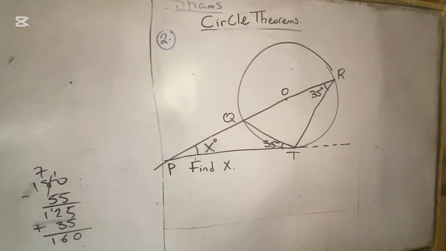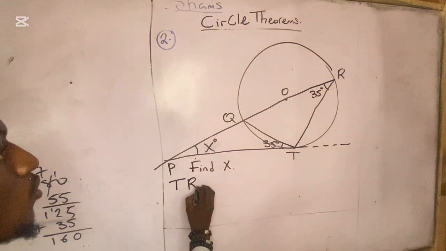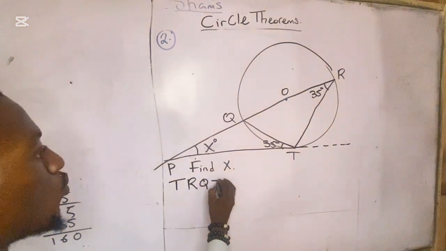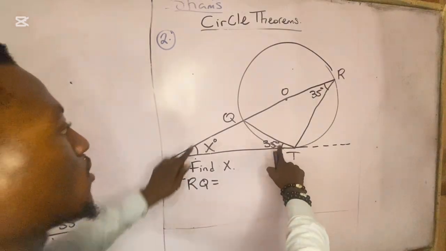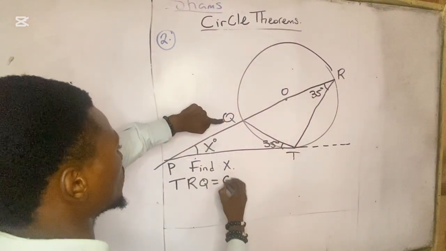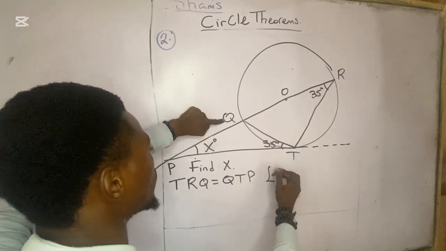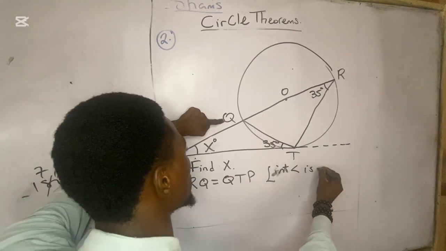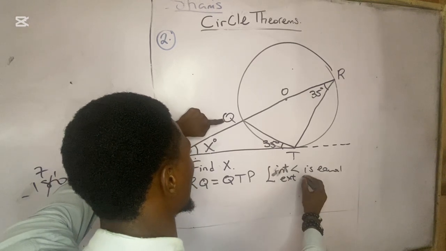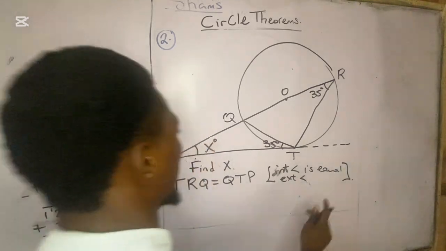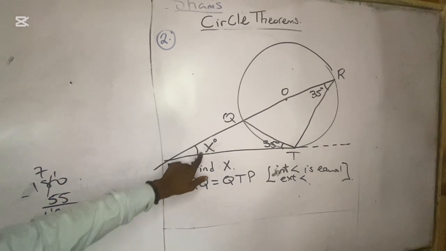That's the first thing you must note, which means you can say that TRQ, this angle, equals QTP. What will you say? Interior angle is equal to exterior angle, or interior and exterior angle are equal. So from here, what's the next thing you should do? Now remember, we have to find the value of x.